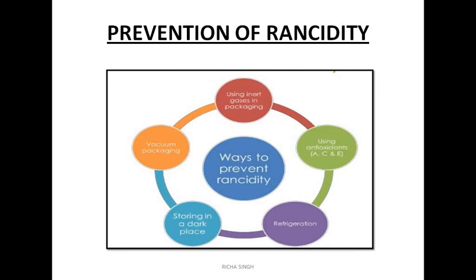And we also use antioxidants. Antioxidants means they will prevent the oxidation of the food. The two commonly used antioxidants are butylated hydroxyanisole, that is BHA, and butylated hydroxytoluene, that is BHT. I hope you all have understood these topics.